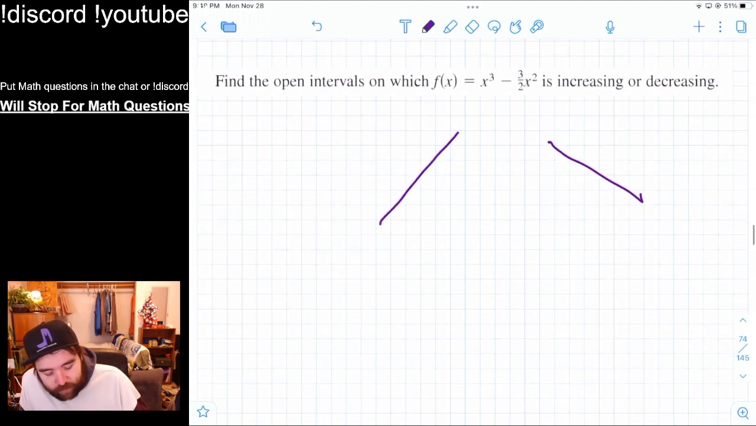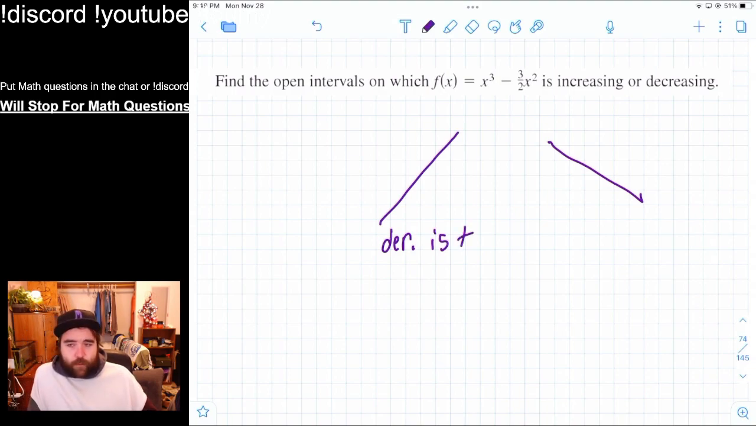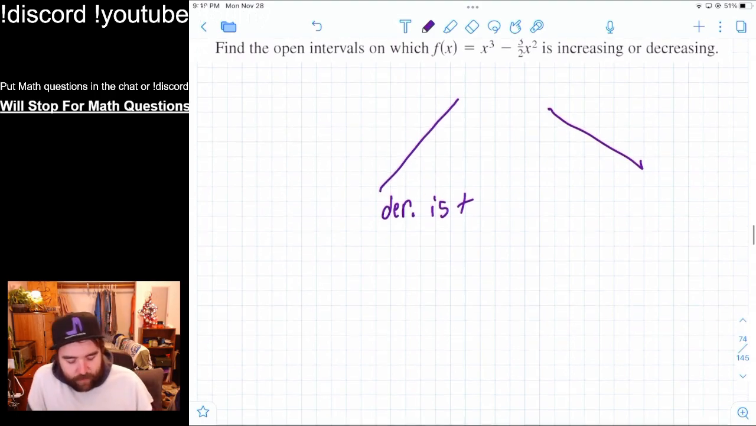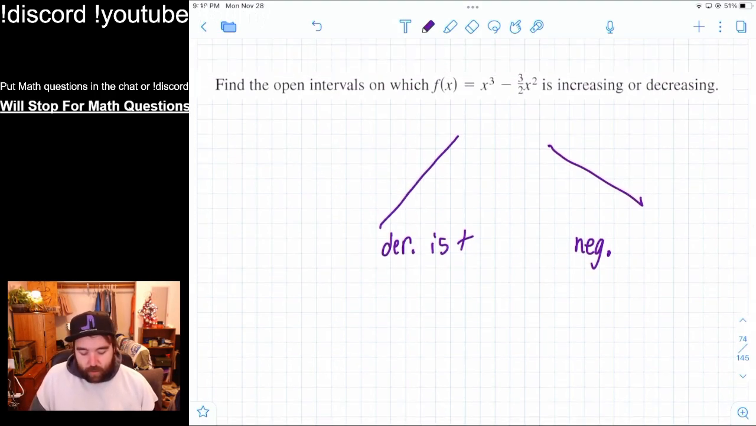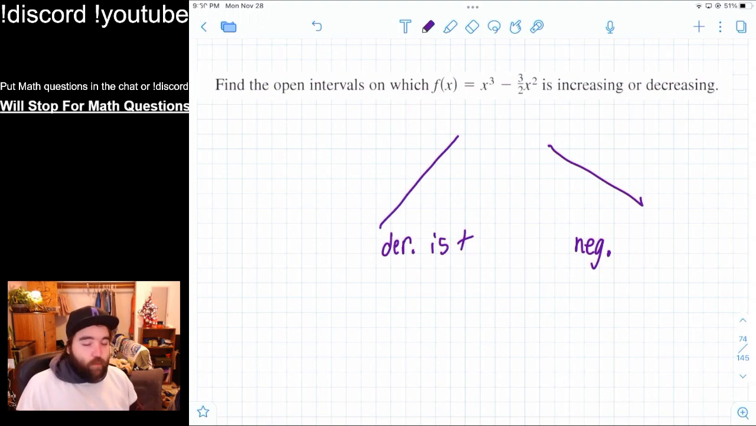Well, here, when it's increasing, the derivative is positive, right? This is the derivative, slope of the tangent line. When it's positive, that's when it's increasing. When it's negative, that's when it's decreasing because it's going down. The slope of the tangent line is negative. So when we're talking about increasing or decreasing, that's what we're thinking about: when is the derivative positive, when is the derivative negative.